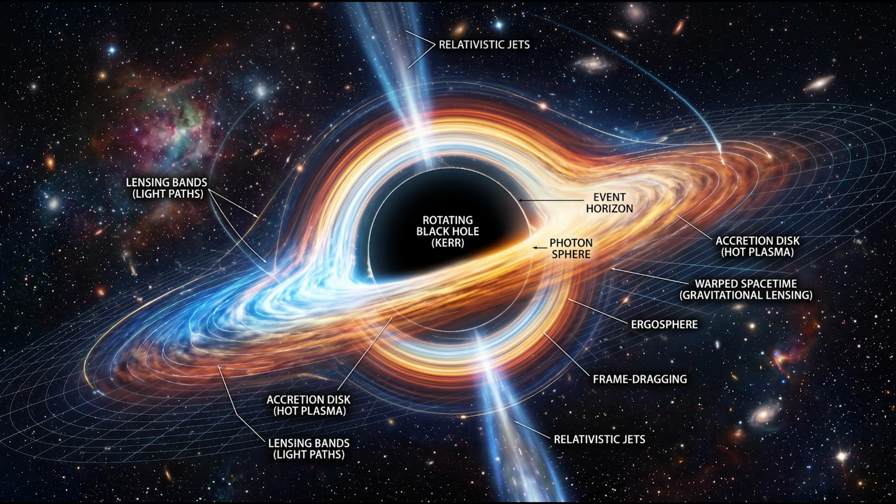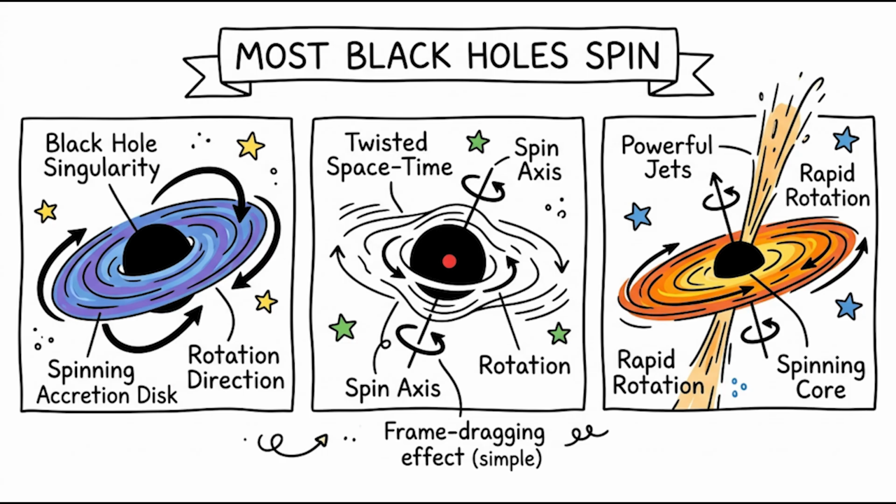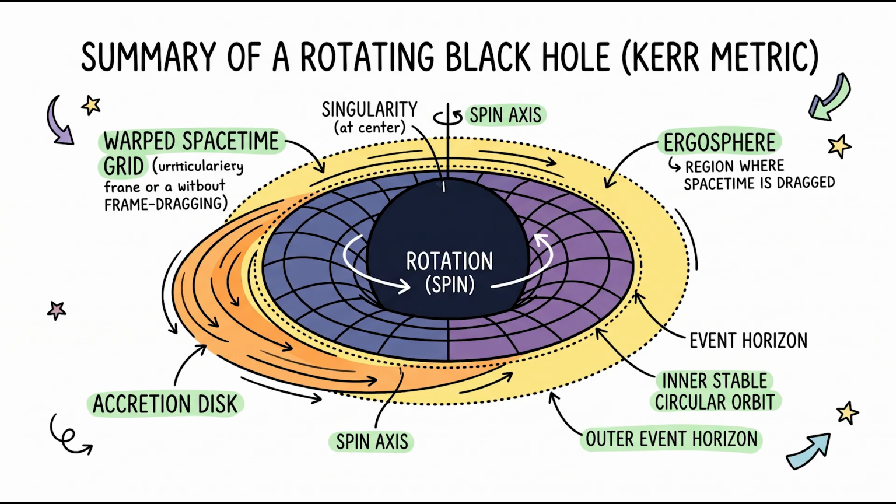In reality, rotating black holes would look like this, with space itself being twisted around them. And here's the key takeaway. Most black holes in the universe are probably rotating, because the stars that formed them were already spinning. So rotating black holes don't just pull things in, they actually twist reality itself, which somehow makes black holes even more ridiculous than they already were.